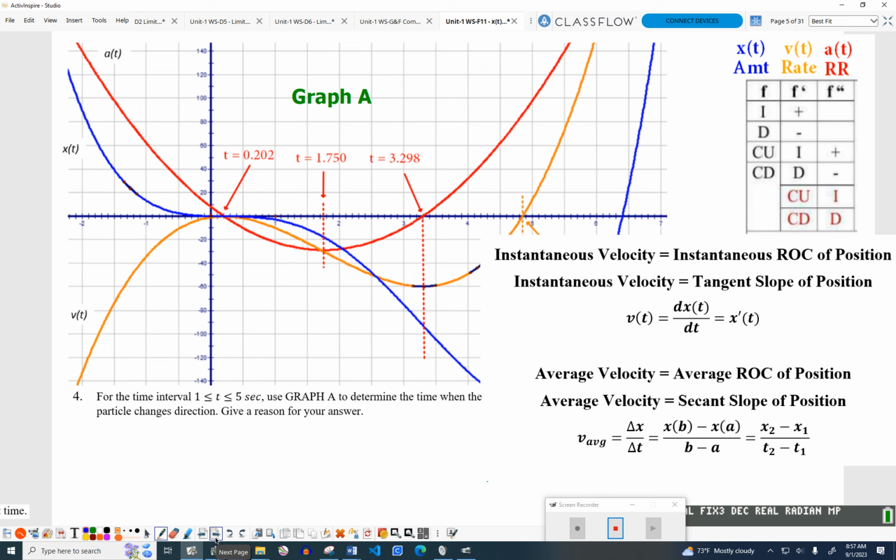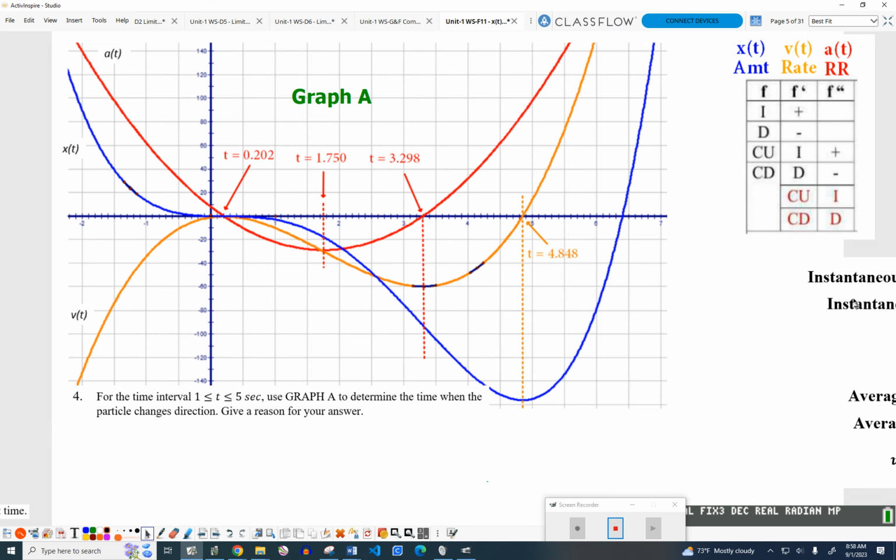It says use graph data to determine the time when the particle changes direction. Hands up, who knows that? We've actually talked enough for you to recognize that time, but maybe you don't see it. Once I show you, I think you'll go, oh, that's not hard. But I'm curious who can do it without me helping. Who can tell me the time when the particle changes direction?